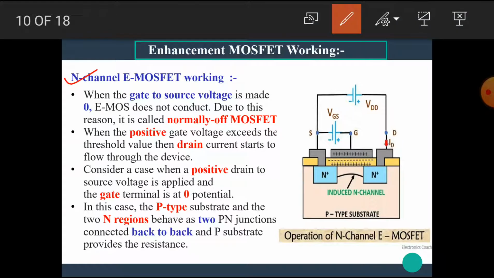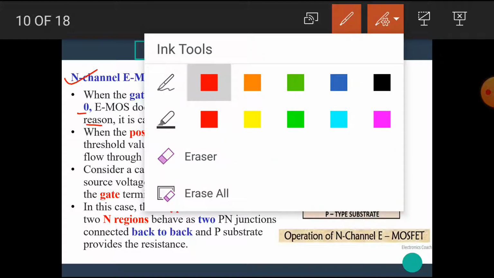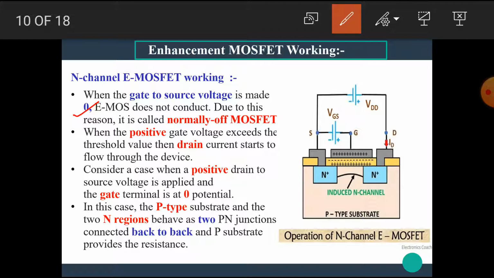When the gate to source voltage is made 0, the EMOS does not conduct. Due to this reason, it is called a normally off MOSFET. That means when the gate to source voltage is 0, there is no way for the electrons in the source and the electrons in the drain to communicate or pass through. That means no current flows in this condition where the gate has zero potential. This condition is known as a normally off MOSFET.